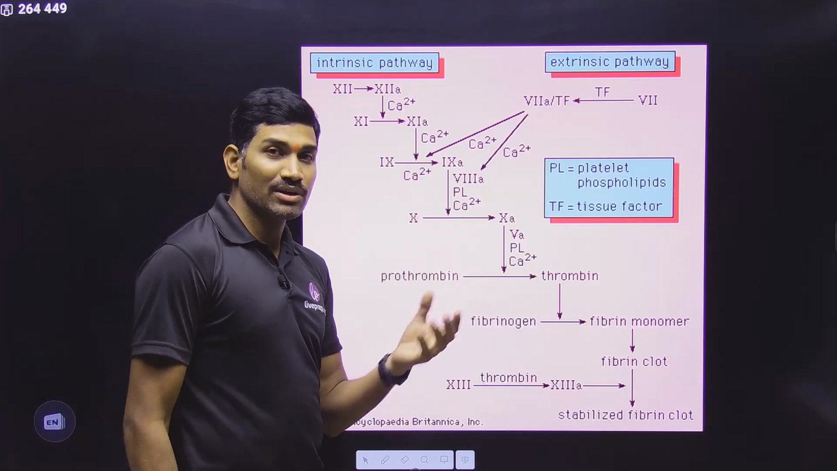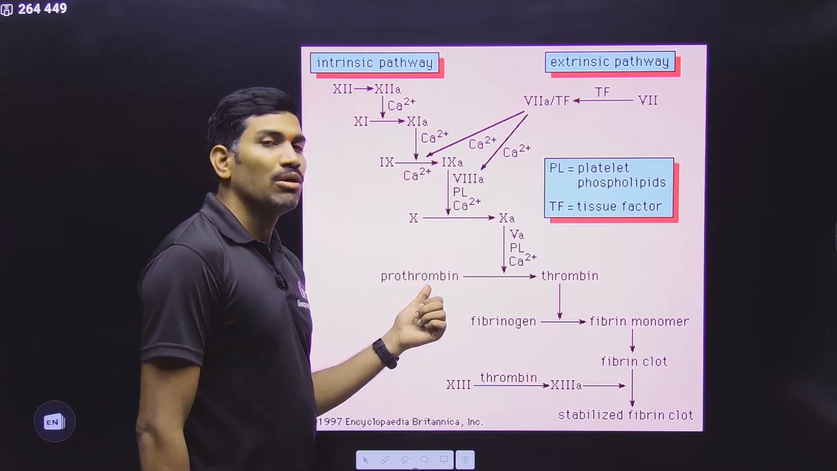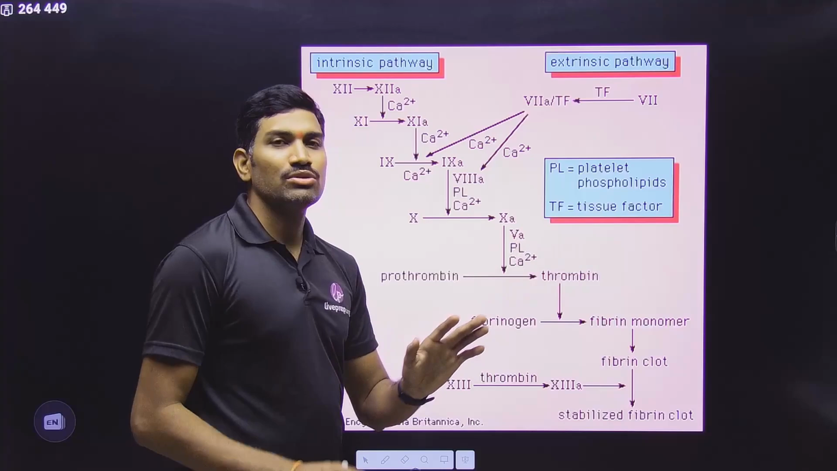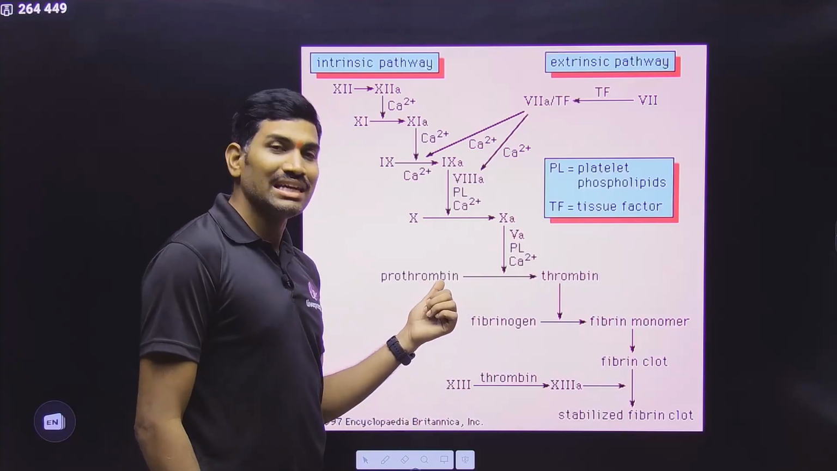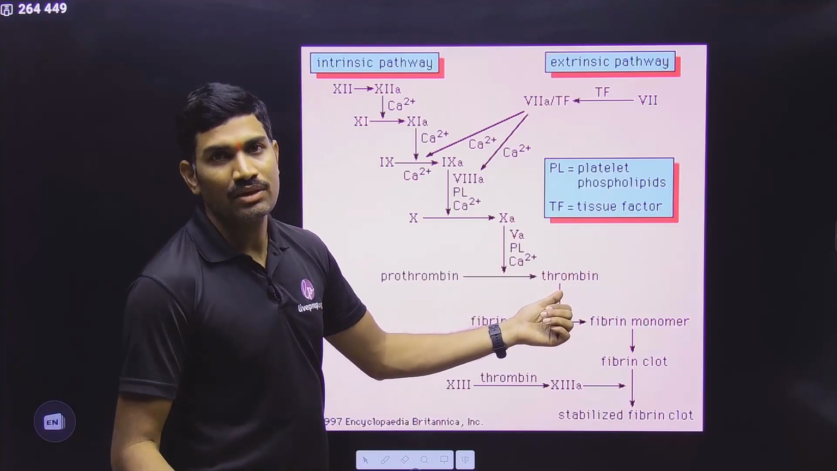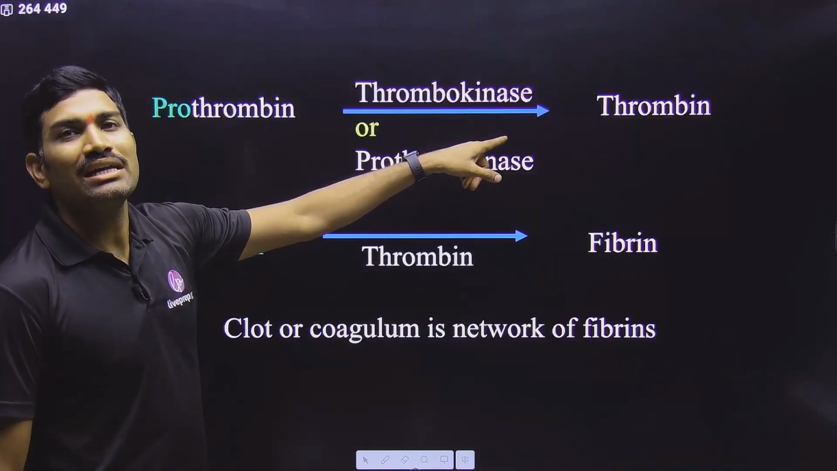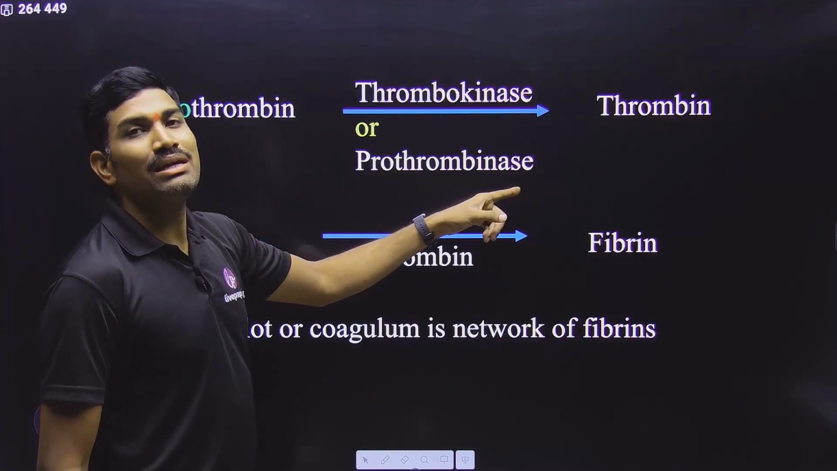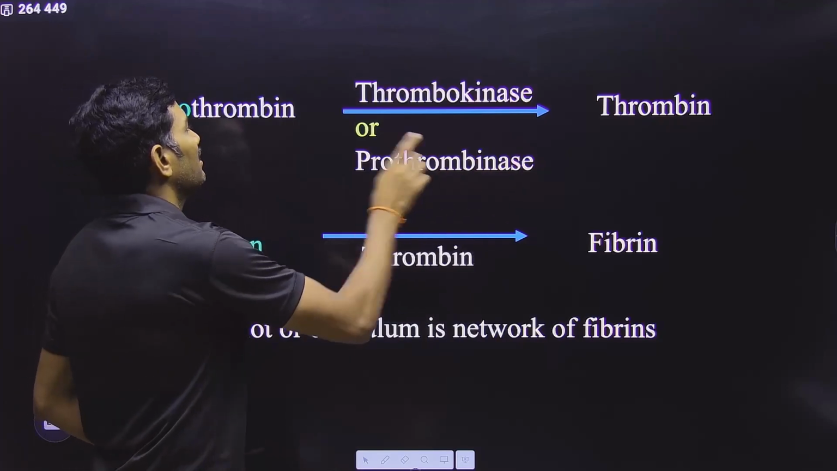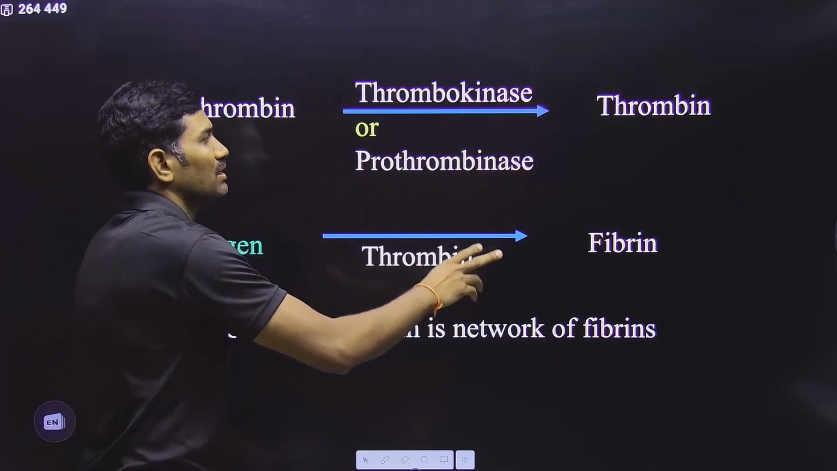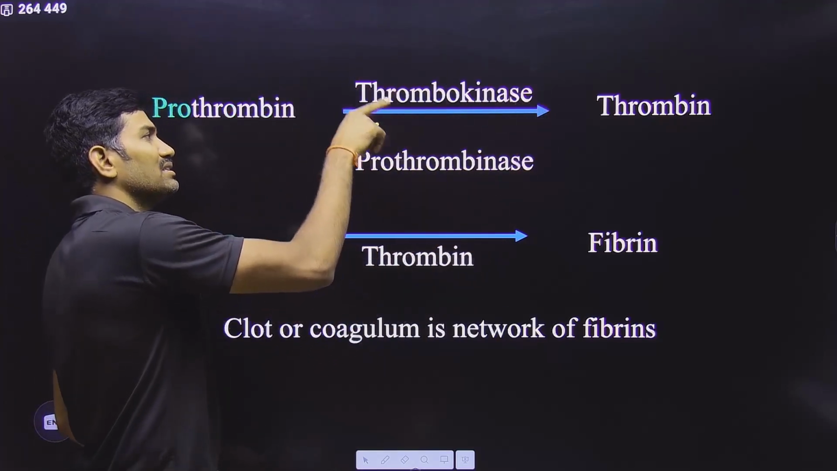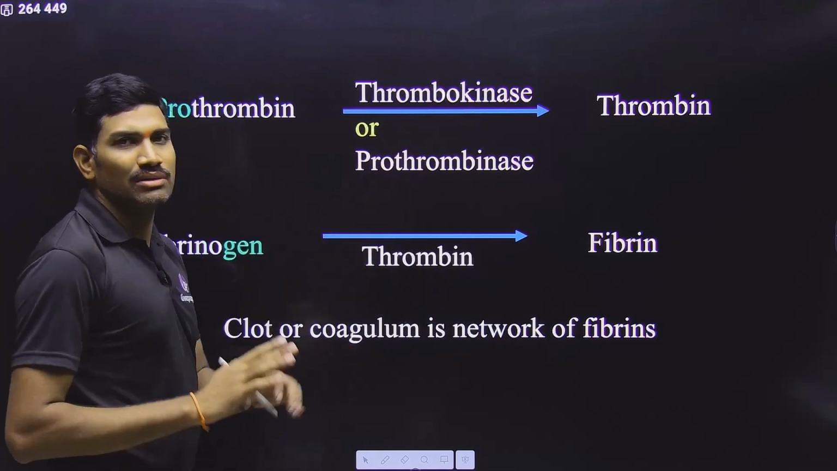So finally, what is the important information they have given in NCERT? Prothrombin is converted into thrombin. So prothrombin is inactive, thrombin is active. And how is it converted here? It is converted by thrombokinase or prothrombinase. Prothrombin will be converted into thrombin. You can also call prothrombinase as thrombokinase. Both the names are the same only.